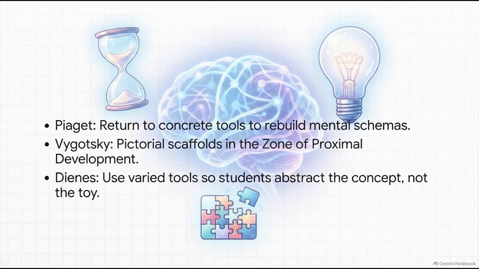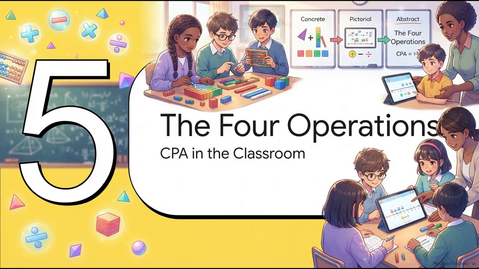Basically, that means don't just use wooden blocks. Use beads, use money, use straws. Doing this ensures the student abstracts the core mathematical concept itself, rather than just learning how to play with one specific toy. Section 5, Mastering the 4 Operations.